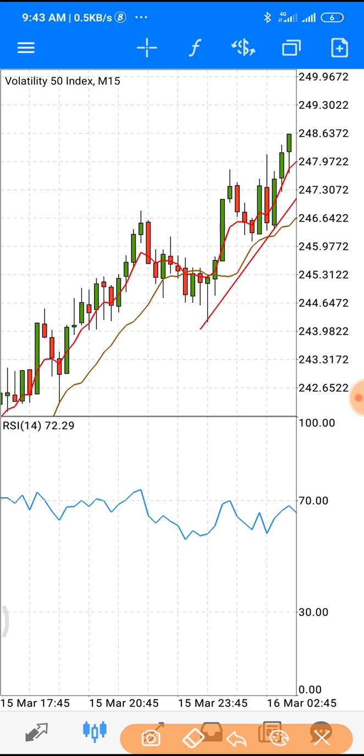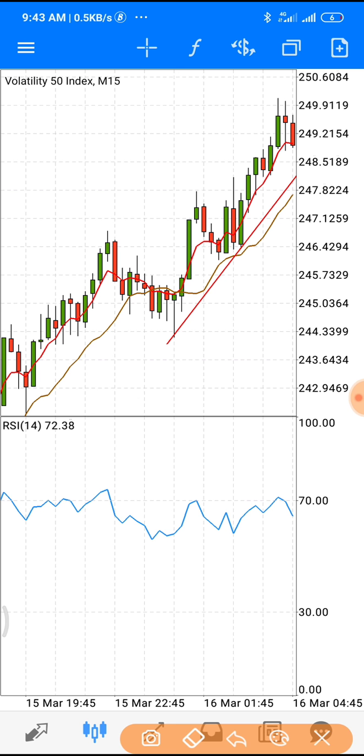You shouldn't have waited for all these pullbacks. So after this rejection candle again, then you can enter. That's another good opportunity for a buy. You can enter for another buy here.